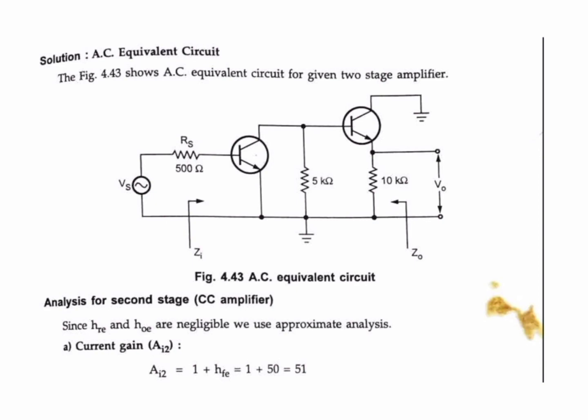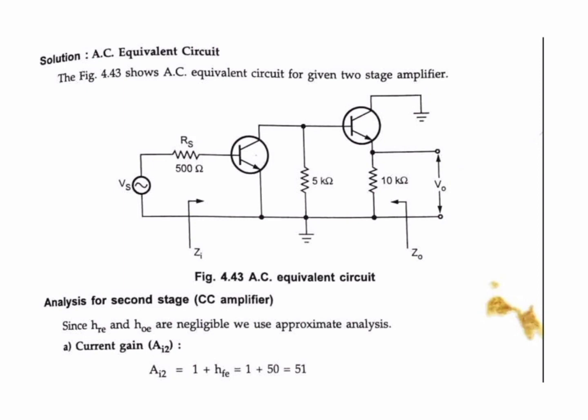But that will make you understand the concept very easily. Now they show, in figure 4.43, the AC equivalent circuit of the given amplifier diagram. Now let me calculate, as I already told, all the parameters one by one for each of the transistors. Let me do the analysis for the second stage, that is, the second stage is the common collector amplifier.